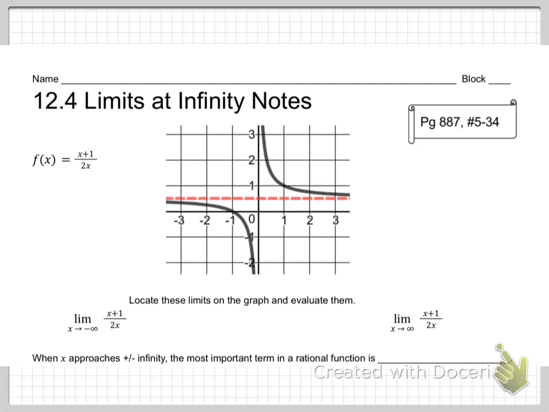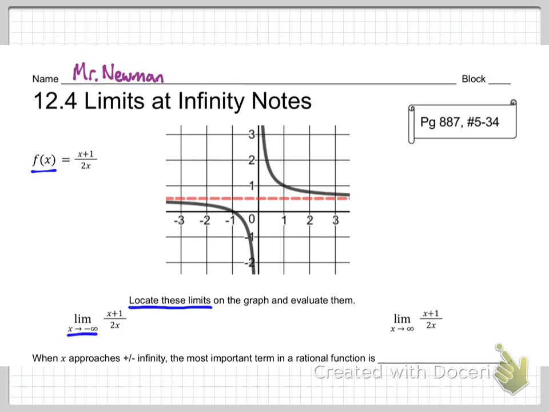So this is a short video. First of all, I want you to notice this function, f of x. Here's the graph of it. That's the black curve, both the bottom left and the top right. You notice it's a rational function, and also notice it has a horizontal asymptote at y equals 1/2. So we're going to locate these two limits on the graph and evaluate them.